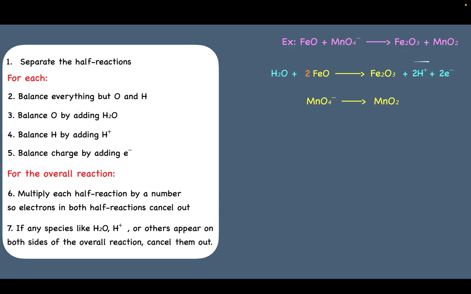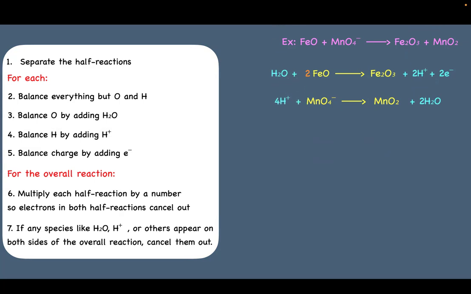So first, as we said, we have to balance everything but oxygen and hydrogen, which in this case is manganese, which is already 1 and 1 on both sides. So it's good. Then we balance oxygen by adding water. So we have 4 oxygens on the left, 2 on the right. So we add 2 waters to the right. Then the next step is balancing hydrogen by adding H plus. So we have 4 hydrogens on the right. So we add 4 H positives to the left.